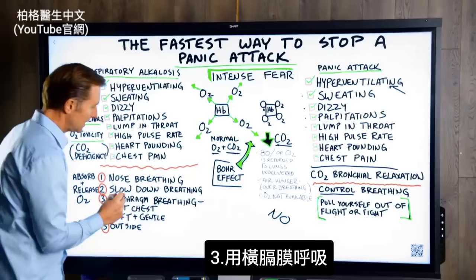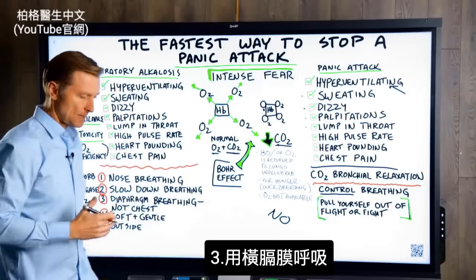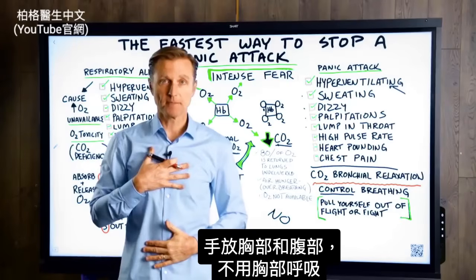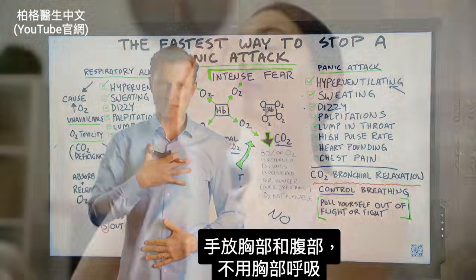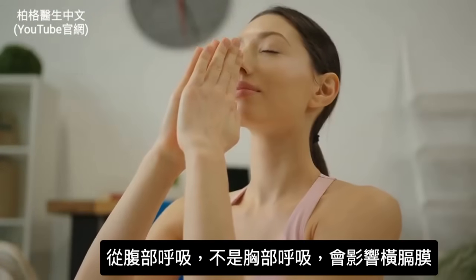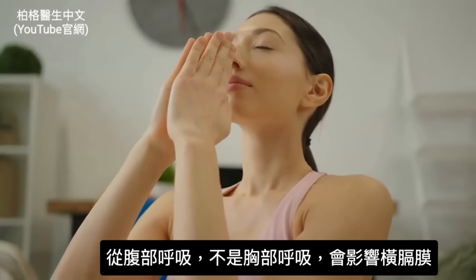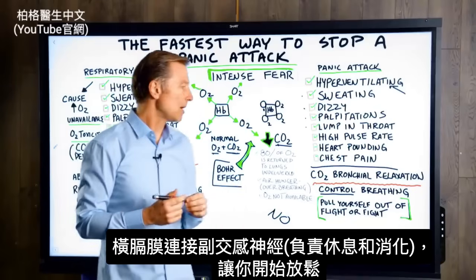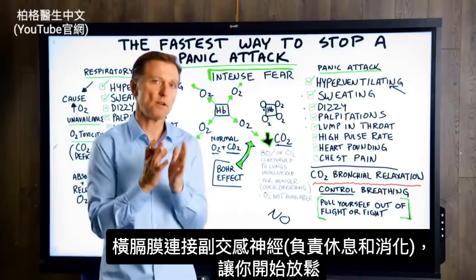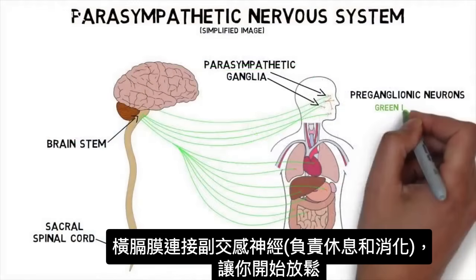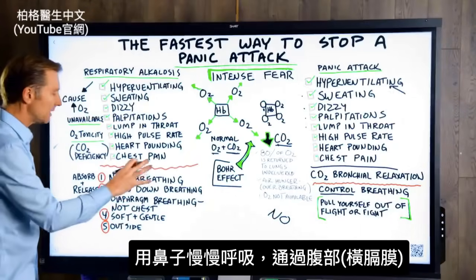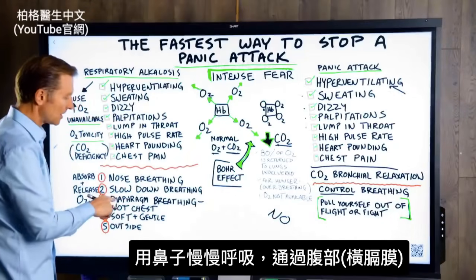All right, number 3, start breathing from your diaphragm. So if you put your hand on your chest, okay, and your stomach, we want to avoid breathing from your chest. When you breathe from your stomach, not your chest, you're affecting the diaphragm. And the diaphragm is connected to a part called the parasympathetic nervous system. That is rest and digest. It's going to start to relax you.